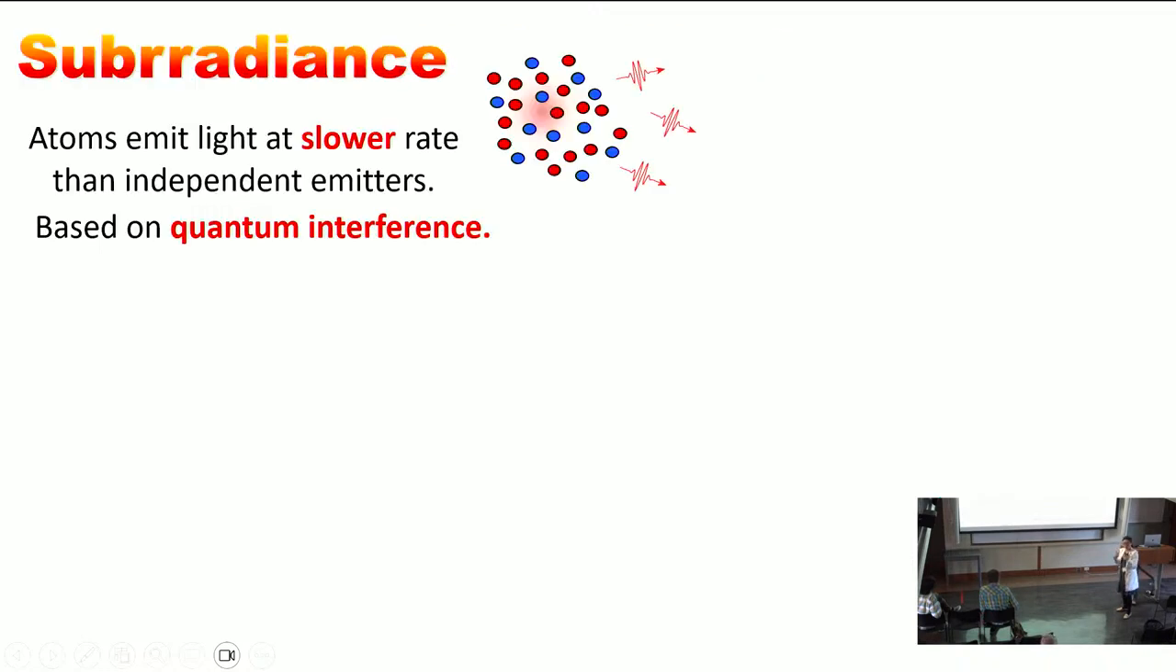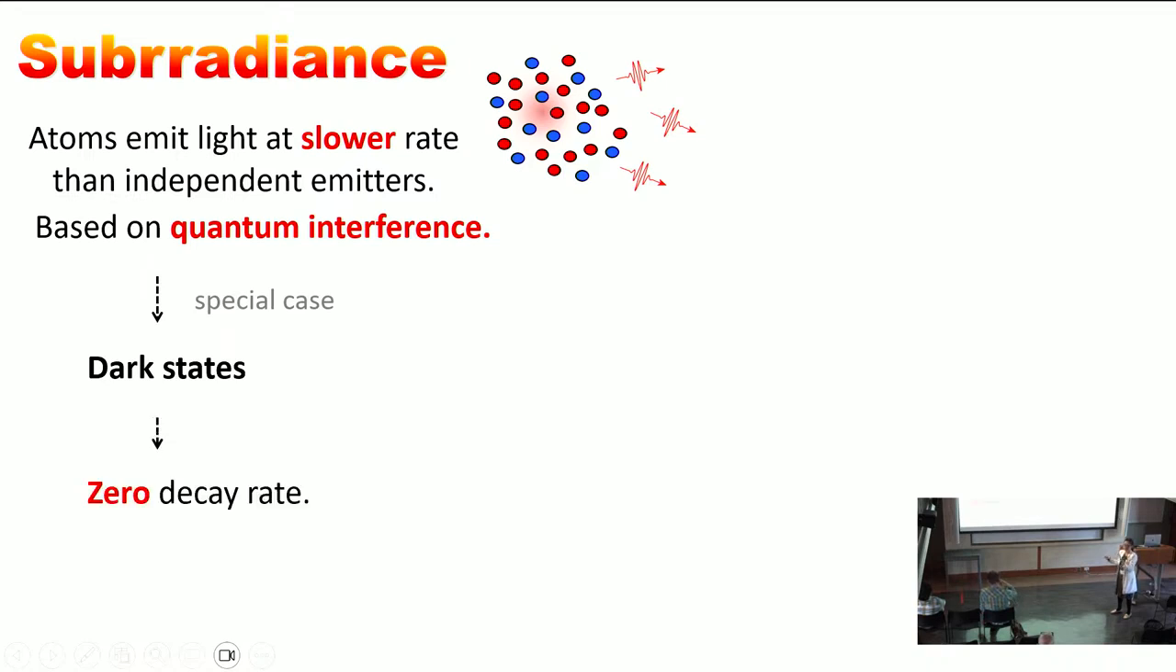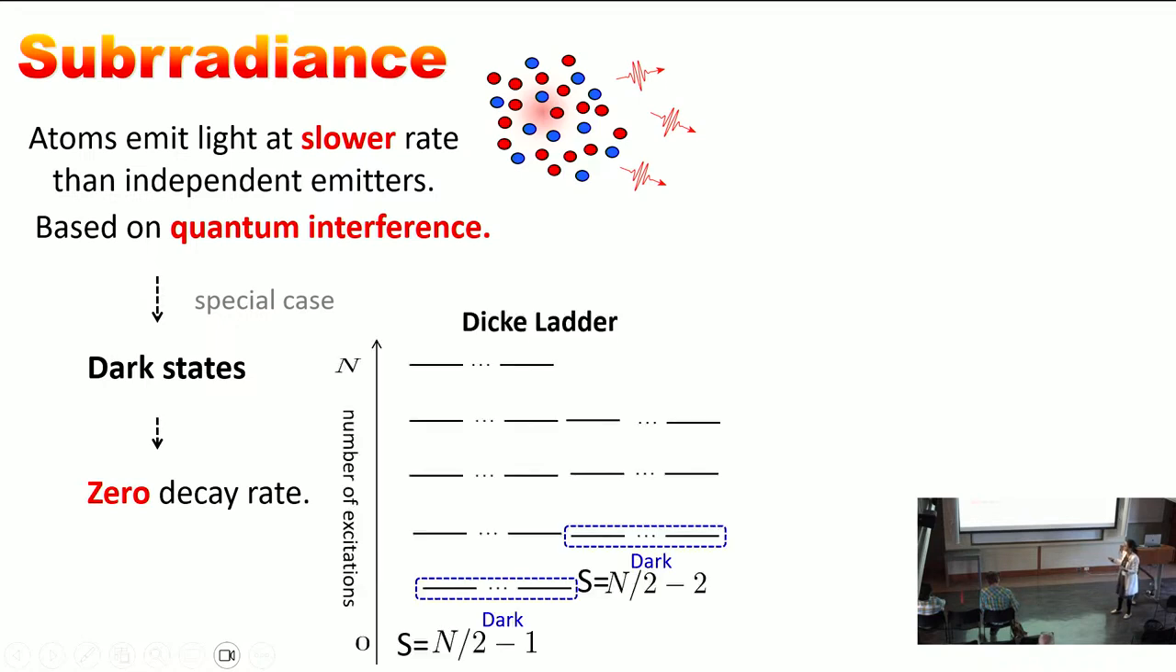Let me jump to the most interesting case, the opposite phenomenon of superradiance, that is subradiance, when instead the light is emitted at a lower rate than for independent atoms because of quantum interference. I'm focusing on the special case where the states are dark and therefore there is no superradiant emission at all. There is no emission at all, zero decay rate. That happens in two-level atoms, but for that to happen, you have to go away from the permutationally symmetric manifold.